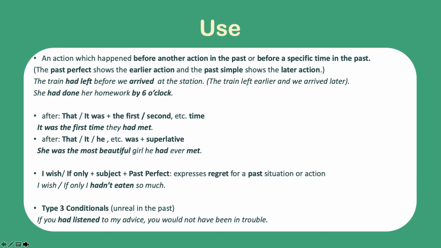The train left earlier and we arrived later. Another example, she had done her homework by 6 o'clock. So she had done her homework before that specific time in the past.